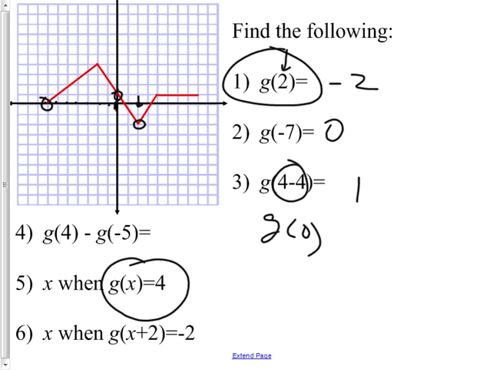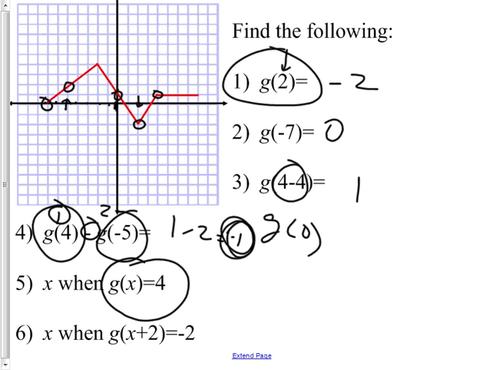All right, next one. G of 4 minus g of negative 5. First of all, I find g of 4. Then I find g of negative 5. And then I will subtract them. So g of 4 is over 4 spots, and then that's the answer right there. Y is 1, because they told me x. They want to know y. They told me x is negative 5. 1, 2, 3, 4, 5. It's right there. So I follow it up, and y is 2. And then it's 1 minus 2. 1 minus 2 is negative 1.